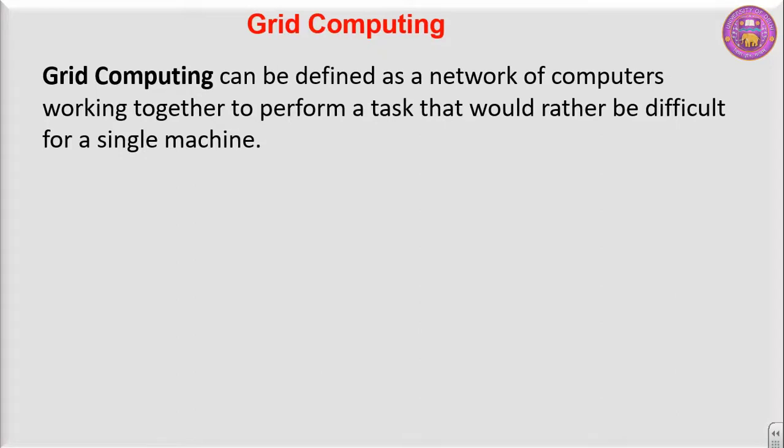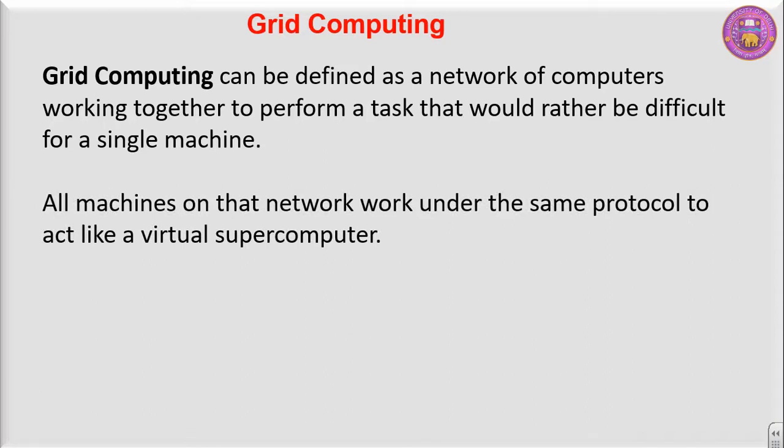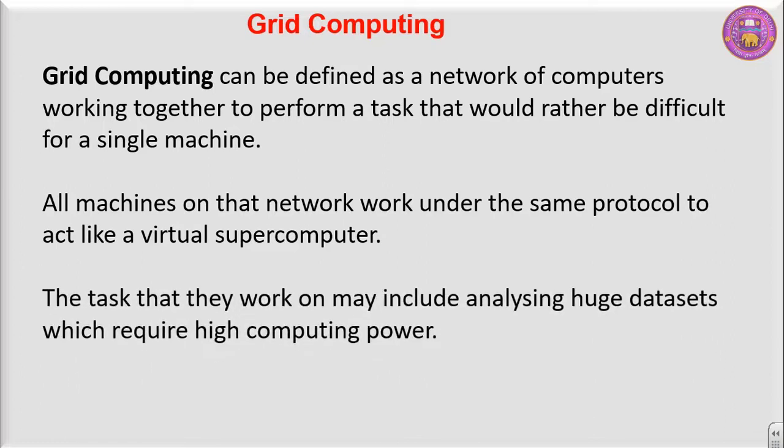Grid computing can be defined as a network of computers working together to perform a task that would rather be difficult for a single machine. All machines on the network work under the same protocol to act like a virtual supercomputer. The tasks that they work on may include analyzing huge data sets which require high computing power.